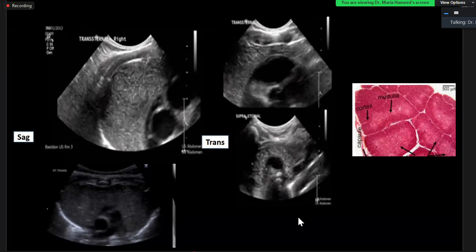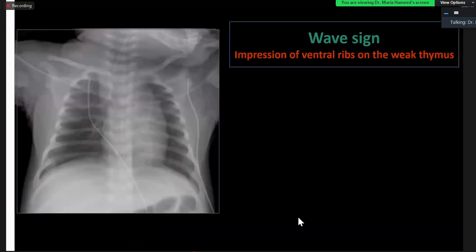On ultrasound, it shows a very coarse, homogeneous echotexture. Remember, it's a lymphoid tissue. It consists of the cortex, the medulla, and a very nicely demonstrated capsule. Here you see a transverse view. Again, it shows a very homogeneous echotexture. So you can confirm it on ultrasound. Ultrasound is your friend over here.